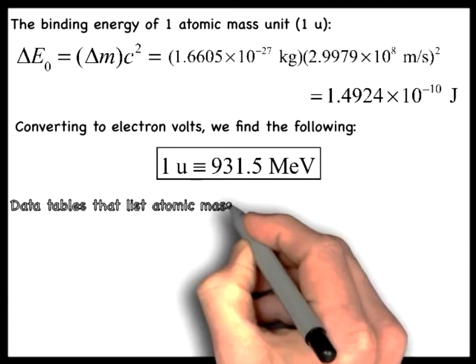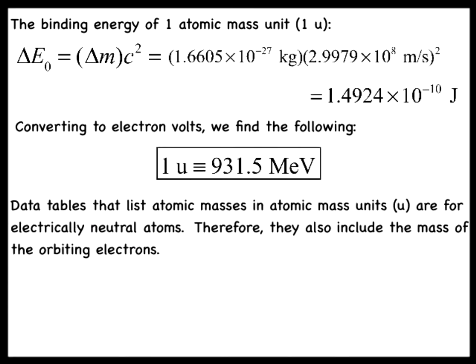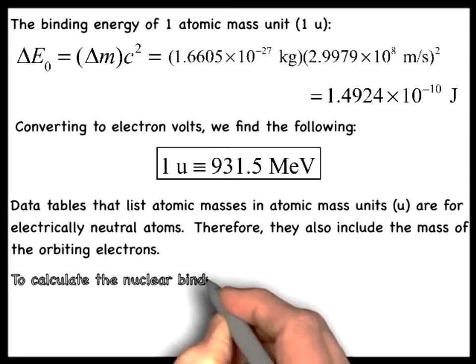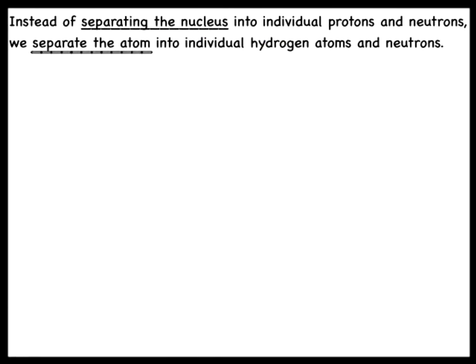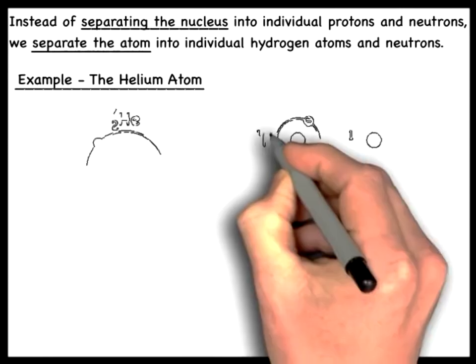Data tables for isotopes, such as the table in Appendix F, give masses in atomic mass units, that is, the masses of neutral atoms including the mass of the orbital electrons. When using atomic masses to calculate nuclear binding energies, we must again find the mass defect. However, instead of separating the nucleus into individual protons and neutrons, we separate the atom into individual hydrogen atoms and neutrons. This takes into account the mass of the orbital electrons.